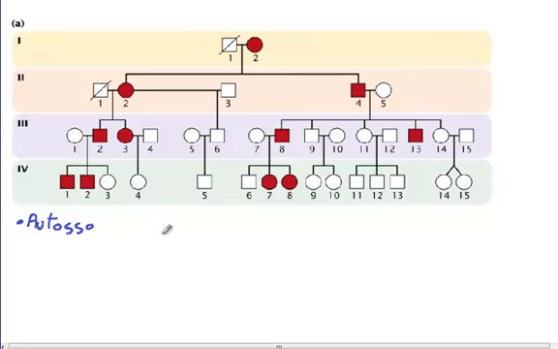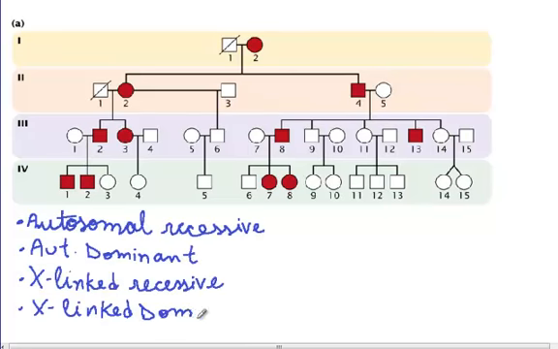So can it be autosomal recessive? It could be autosomal dominant. It could be X-linked recessive. It could be X-linked dominant. And it could be Y-linked. Is it Y-linked? No, this one is out. Easiest one to cross out. Girls have it, it's not Y-linked.